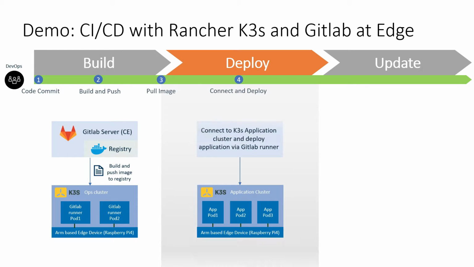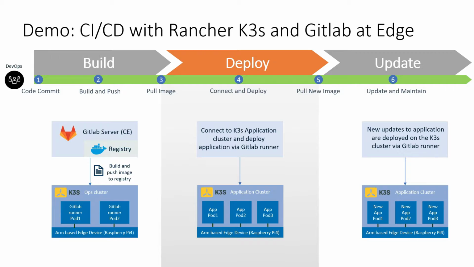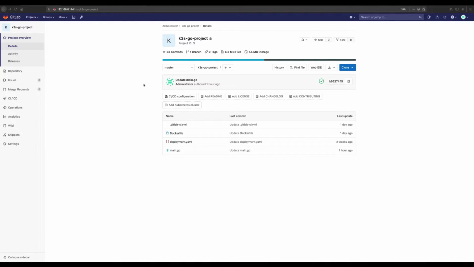In the next stage, the application Docker image is pulled from the registry and deployed on the K3s cluster. When a small incremental update is made to the application code, the process repeats again, and a new version of the application is deployed on the K3s cluster. Now let's look at the demo.